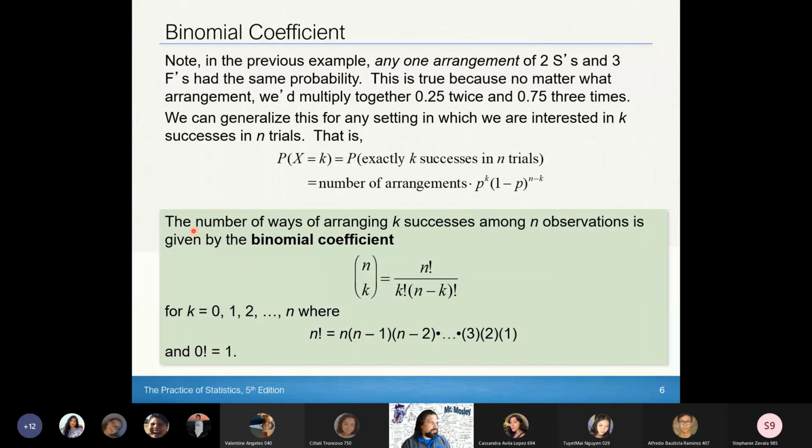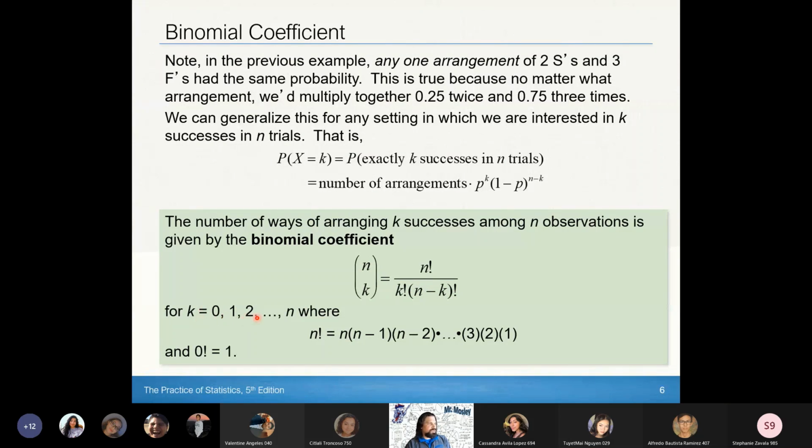In general, we have this binomial coefficient, which gives this number of arrangements. The number of ways of arranging k successes among n observations is given by the binomial coefficient. So that's what this is here. It's the binomial coefficient, and we read this as n choose k. In this tall parentheses, there is no division bar. It's just an n on top of a k. And this is equal to n factorial divided by k factorial times n minus k factorial.